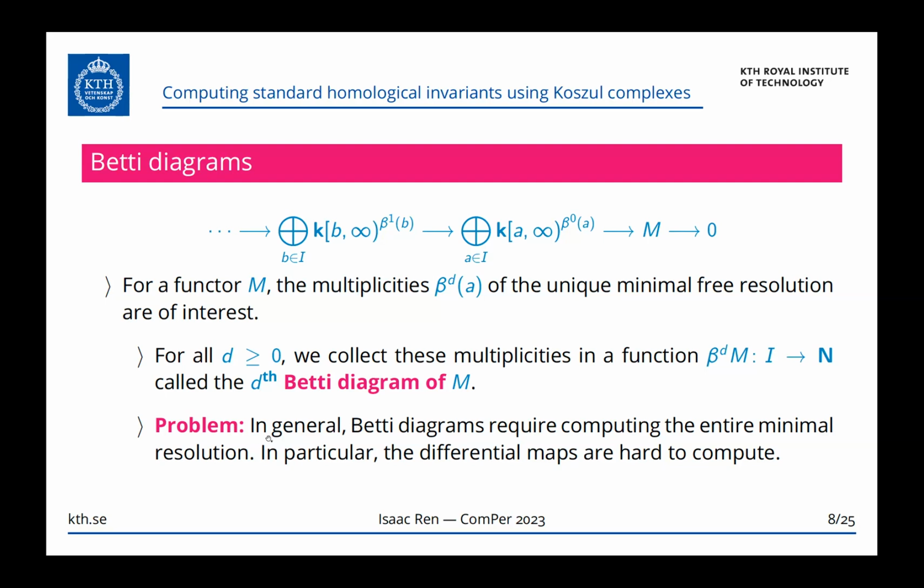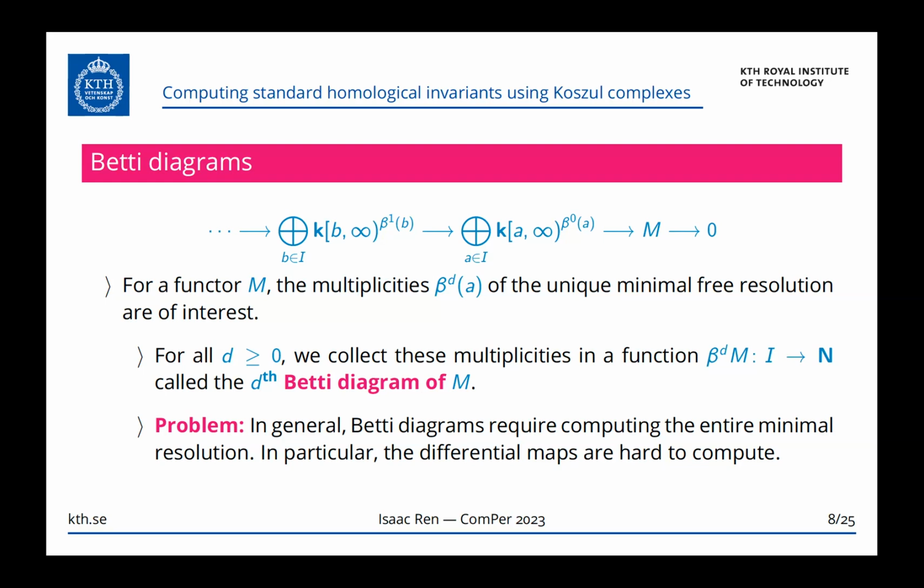And in general, these Betti diagrams are nice because they're just numbers. So you can perhaps compute them and then input them into some classification or maybe some sort of machine learning thing. And also it's just a way to describe your functor more succinctly.